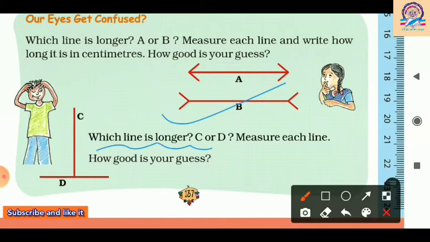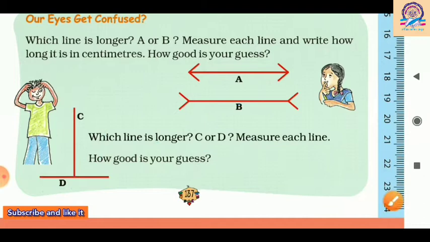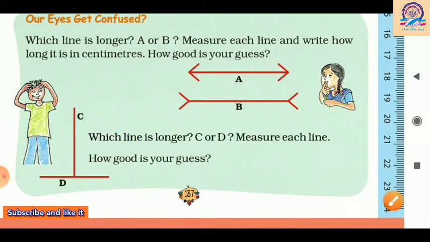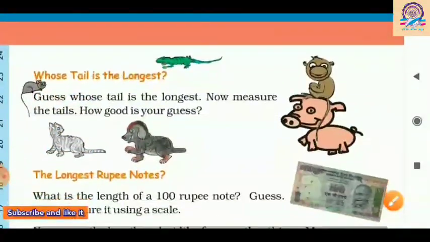Now another one is here. Which line is longer, C or D? This is line C and this is D. Measure each line. How good is your guess? At first view, once again anyone can say that C is longer, but it's not true. So now we have to measure it. These are the end points of line C and I measured it and found that it was 3.2 centimeter, and D was also 3.2 centimeter. So we can say C and D are both the same, both are equal.